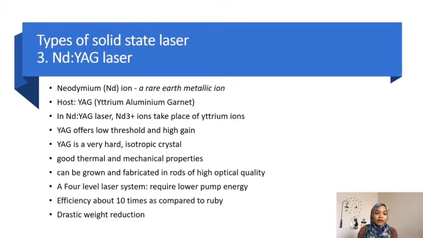YAG is a very hard isotropic crystal. YAG also has good thermal and mechanical properties. This laser can be grown and fabricated in rods of high optical quality. This type of laser uses a 4-level laser system, which requires lower pump energy compared to the ruby laser. The efficiency is about 10 times that of ruby, and the YAG laser also has a drastic weight reduction.